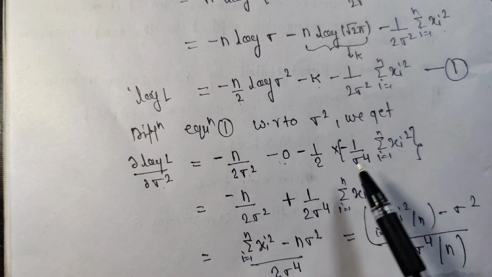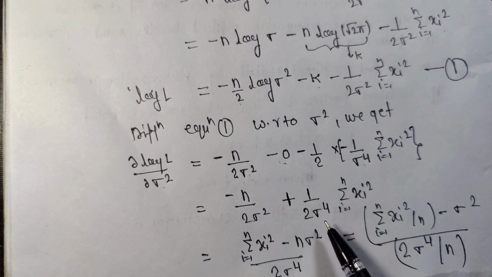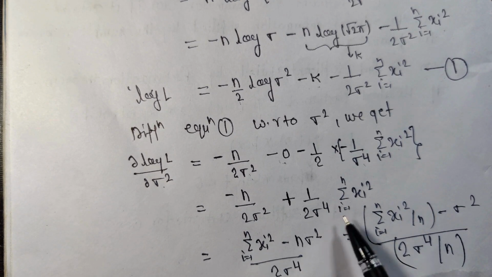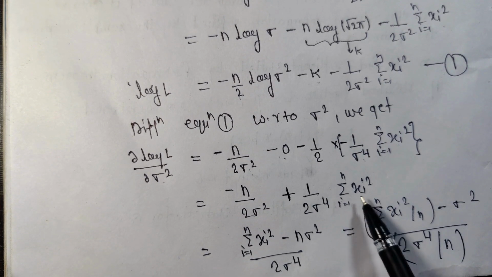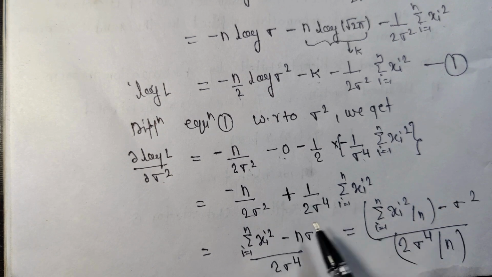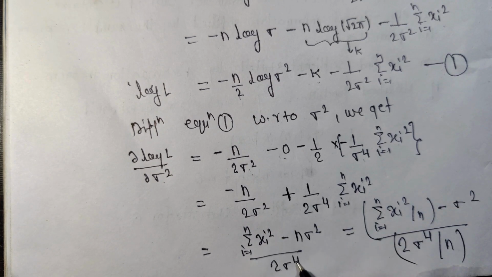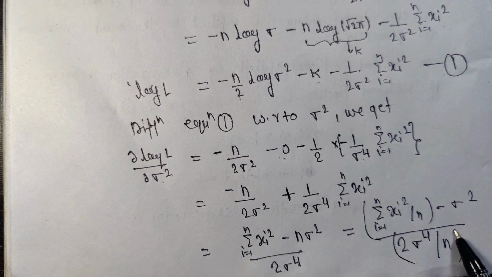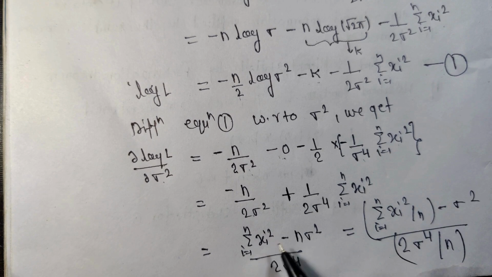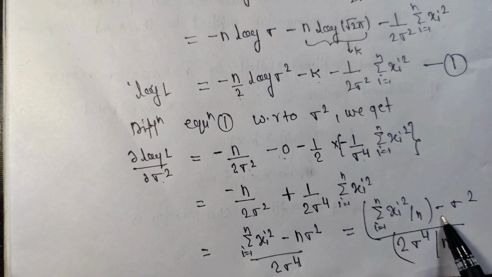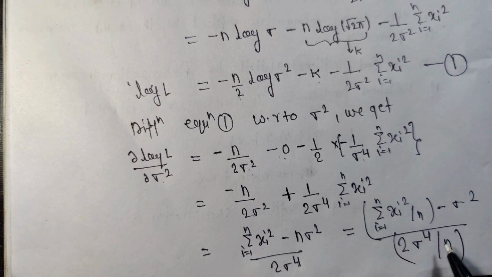Okay, minus minus plus, it becomes plus 1 upon 2 sigma to power 4 summation of xi square, and you can rewrite this expression by taking the LCM 2 sigma to power 4: summation of xi square minus n sigma square. And just simply rewrite this expression in this form: summation of xi square, just divide by n, minus sigma square, upon 2 sigma to power 4 upon n. Is it clear? You can write this equation in the form of this equation.